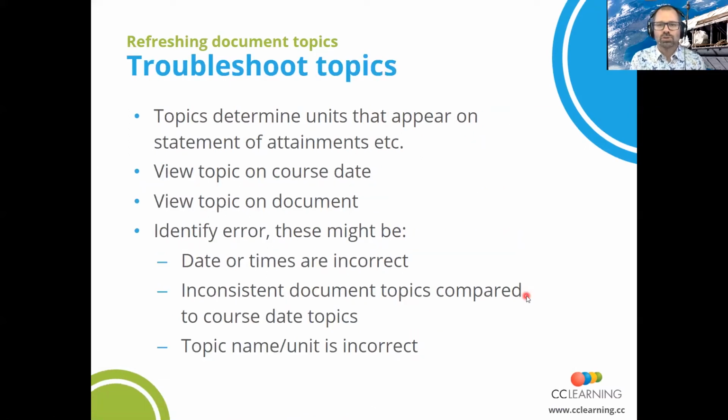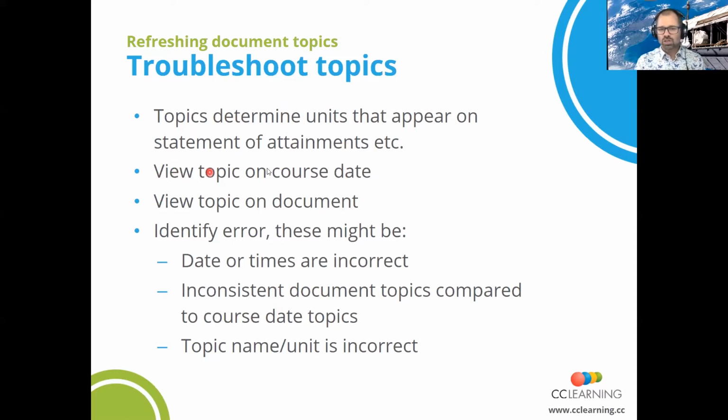So let's troubleshoot some topics. Okay, so what we've got to do is, topics determine the units that appear on the statements of attainment, because the course modules are connected to the topics. And so as the topics are passed through, their connection to the course module is also passed through. So the topics determine the units that appear on the statements of attainment.